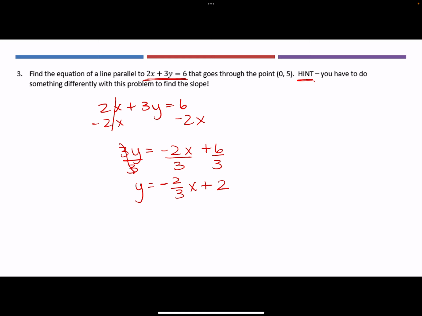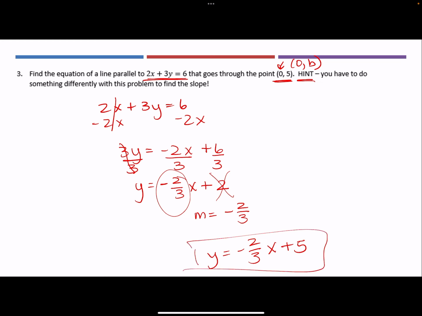Well, now don't forget, all I have done is solved that original equation for y. And then I'm going to pick out the slope. So my slope is going to be negative 2/3, and my y-intercept is not going to be 2, right? It's going to be something different. So if I look at the point that they give me, I'm going to hopefully notice that they gave me 0, a number. And when you give me an x value of 0, that y value is my y-intercept. So guess what? I don't even have to do any more work. It's y equals negative 2/3 x plus 5.